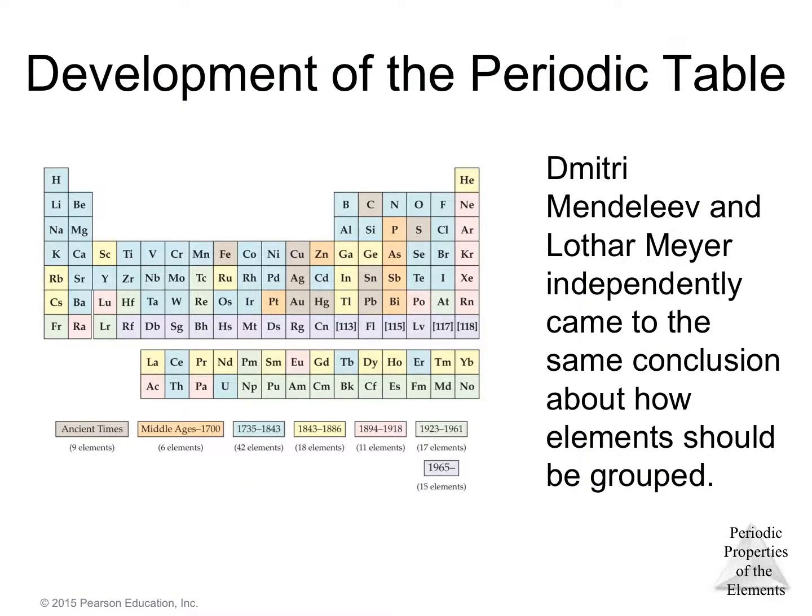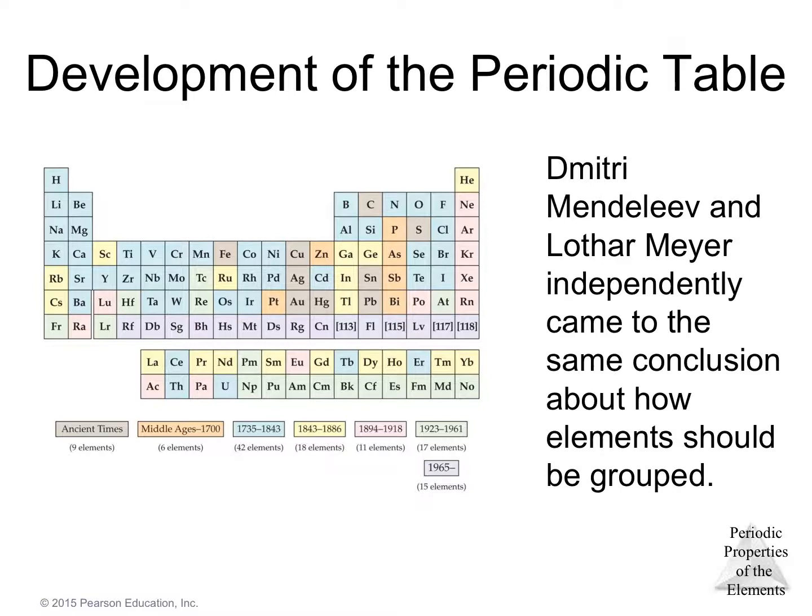Let's start with the history of the periodic table. In ancient times, you only had about 9 elements, and they were your metals that were naturally found in nature, like iron and gold and silver. In the Middle Ages, there was a gap where not many elements were discovered, but it really started to pick up in the 1700s, and you see a lot more in the 1800s.